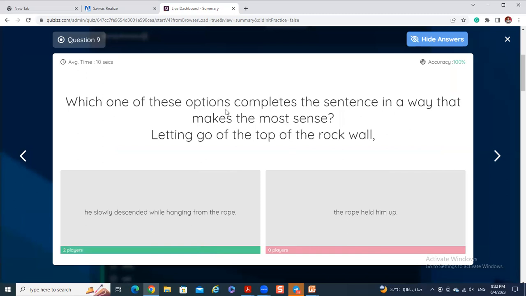Which one of these options completes the sentence in a way that makes the most sense? "Letting go of the top of the rock wall," and as you can find here, we can't just read "the rope held him up," because we need an adverb. We need an adverb, and here is not an adverb. Here is talking about the dangling and misplaced modifier. Letting ends with -ing, so it must modify what comes after the comma. So it describes he, not the rope. Letting go of the top of the rock wall: letting modifies he, not the rope.